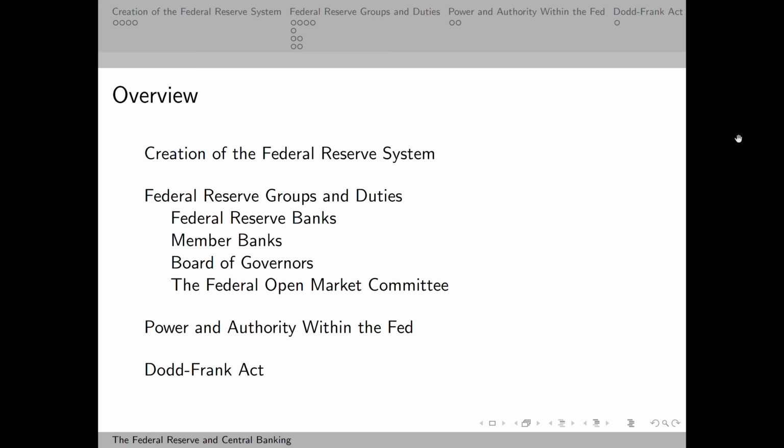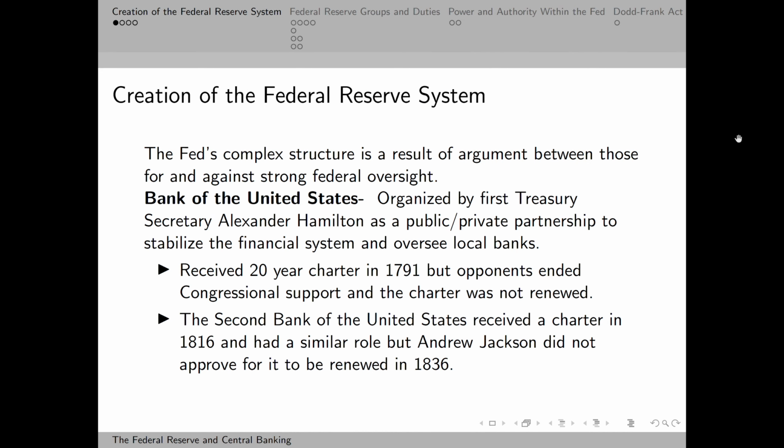the Federal Reserve System. And the Federal Reserve is one of the most complicated central banks in the world. And to understand why it's created the way that it is, we need to go back into the United States' history and look at the foundations of central banking and some of the concerns that Congress had in its creation.